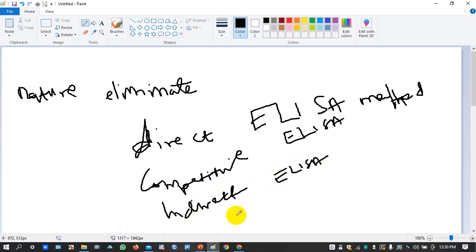And we have the sandwich ELISA. So we have 4 types of ELISA: direct, indirect, competitive and sandwich ELISA. An ELISA test is just for us to be able to measure the concentration and enzyme activity of a protein.